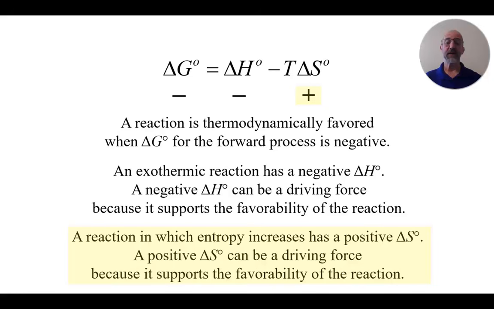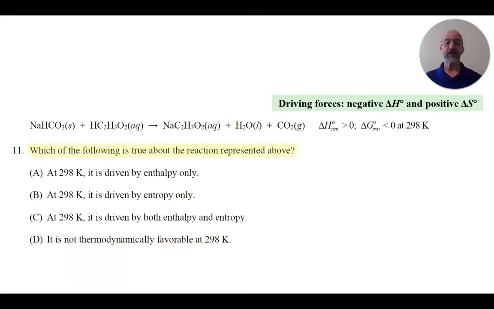So the conclusion from the information on this slide is that a negative delta H and a positive delta S are considered to be driving forces. So the driving forces that would support the favorability of the reaction, and therefore a negative delta G, would be a negative delta H and a positive delta S.